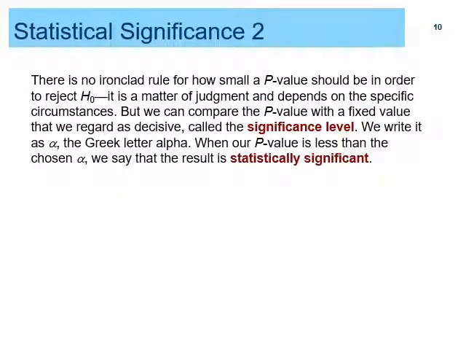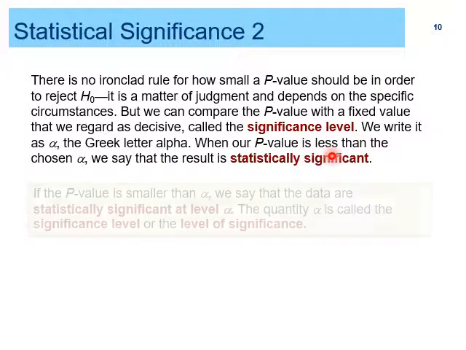So there's no ironclad rule for how small a p-value should be in order to reject the null hypothesis. It is a matter of judgment and depends on the specific circumstances. But we can compare the p-value with a fixed value that we regard as decisive, called the significance level. We write it as alpha, the Greek letter alpha. When our p-value is less than the chosen alpha, we say that the result is statistically significant.